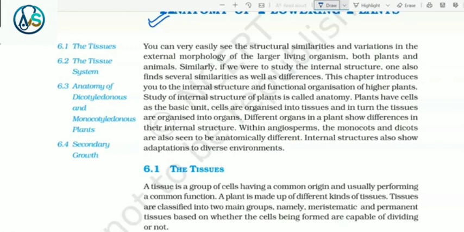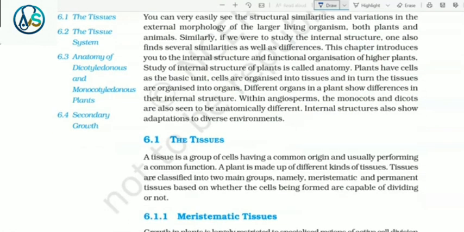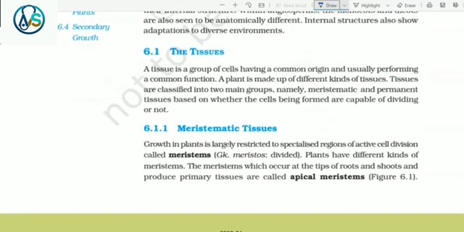Study of internal structure of plants is called anatomy. Plants have cells as the basic units. Cells are organized into tissues and in turn the tissues are organized into organs. Different organs in a plant show differences in their internal structure. Within angiosperms, the monocots and dicots are also seen to be anatomically different. Internal structures also show adaptations to diverse environments.